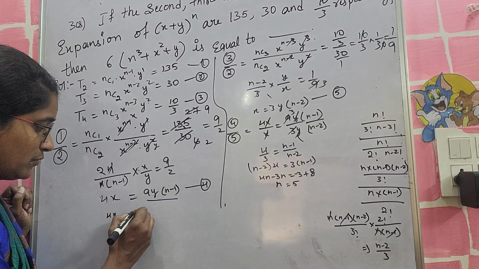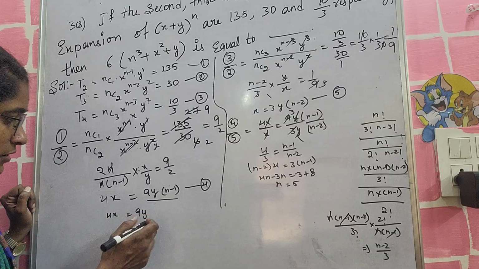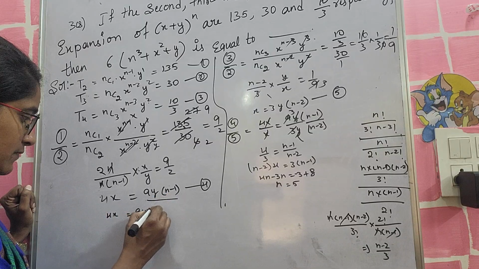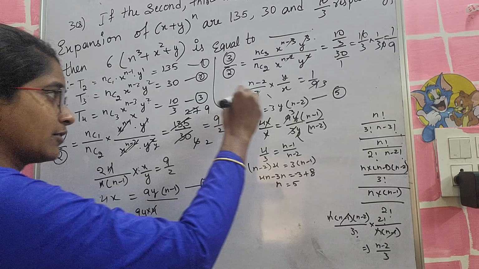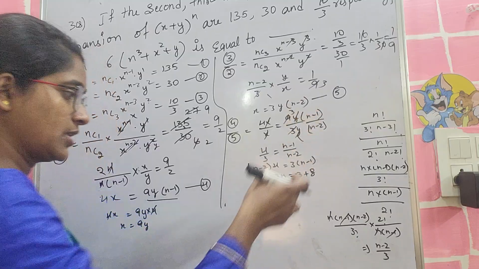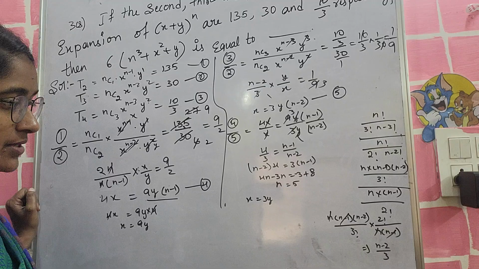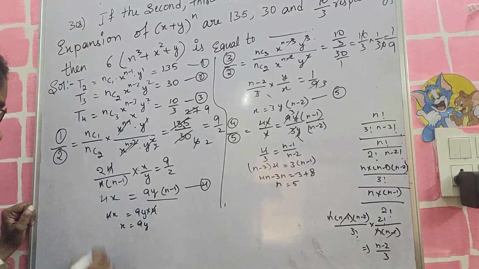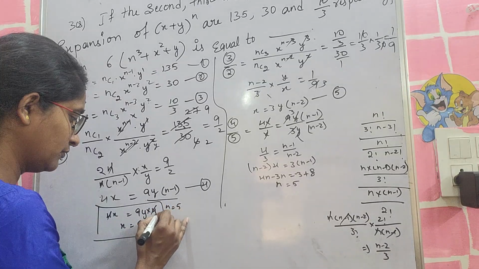4x is equal to 9y, n is 5, 5 minus 1 is 4. So 4 cancels, x is equal to 9y, I got it. And here also if I substitute, x is equal to 3y, 5 minus 2 is how much? 3, 3 times 3 is 9, same. Okay, I'm getting this value, after getting n is equal to 5.